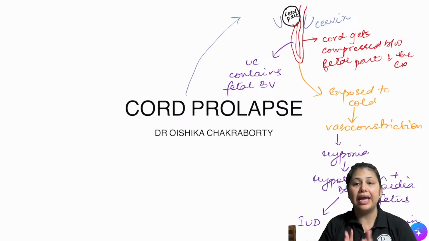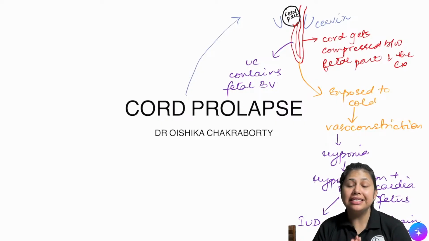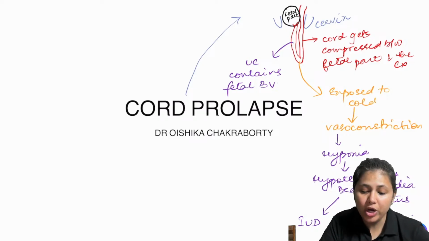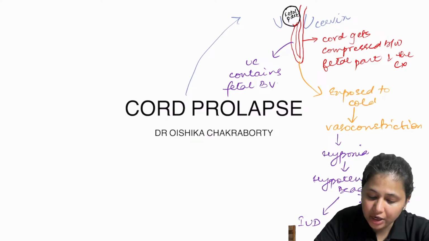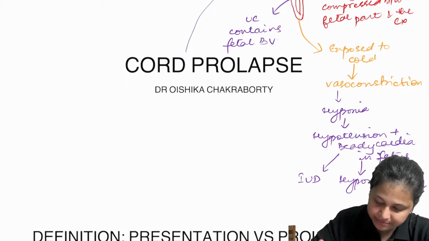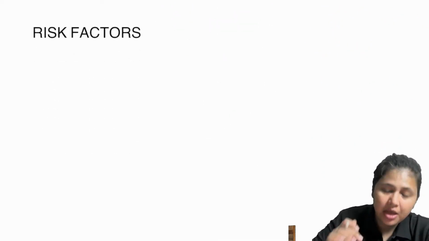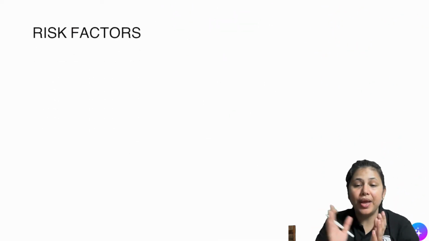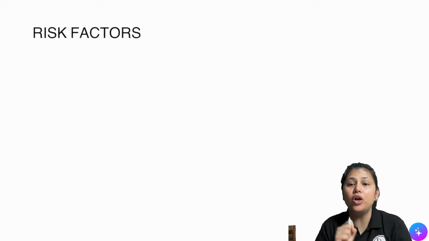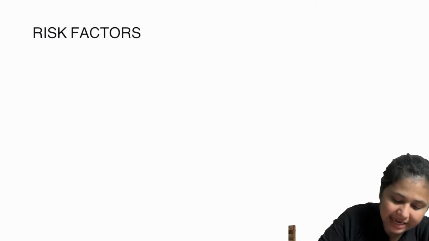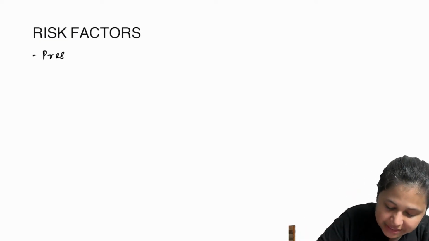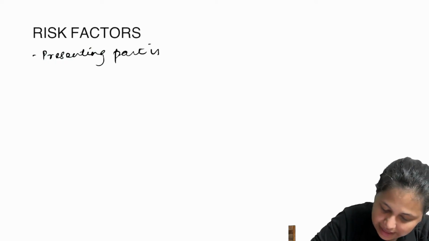So this is why cord prolapse is very, very dangerous. And I told you that cord prolapse happens when the presenting part is not very well applied to the cervix. So one thing could be that your presenting part is high up.